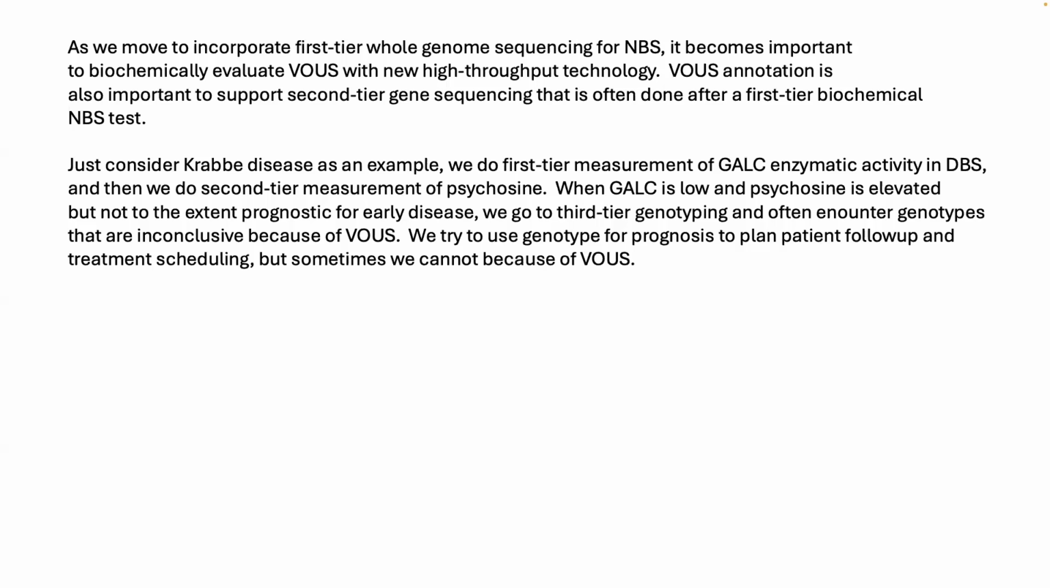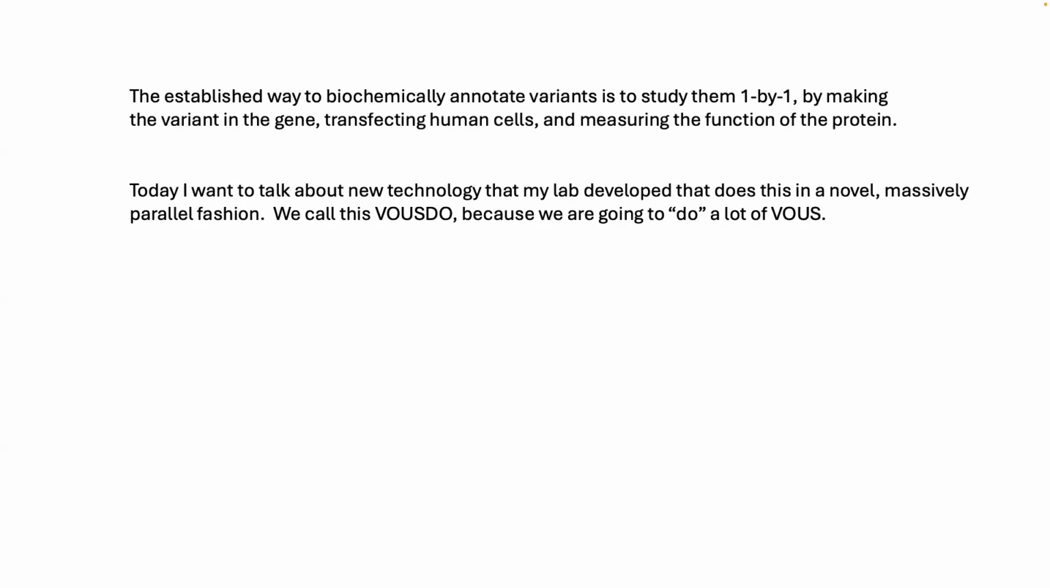Just consider Krabbe disease as an example. We do first-tier GALC enzyme in blood spots. Then we do second-tier measurement of cytosine. When GALC is low and cytosine is elevated, but not to the extent prognostic for early disease, we go to third-tier genotyping and often encounter VUs. We try to use genotype for prognosis to plan patient follow-up and treatment scheduling, but sometimes we cannot because of VUs.